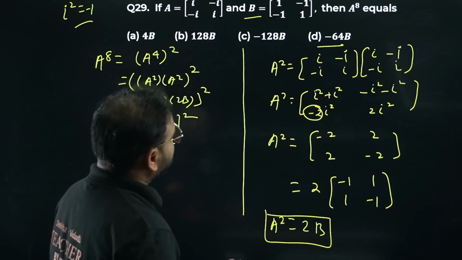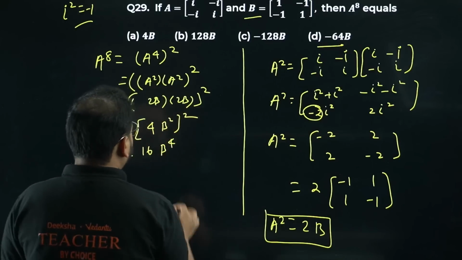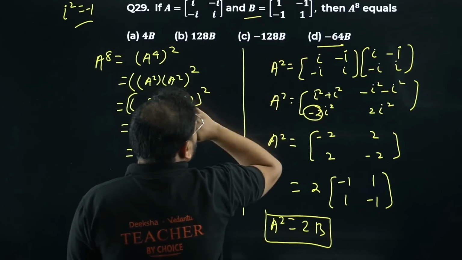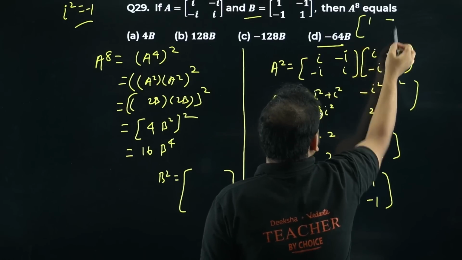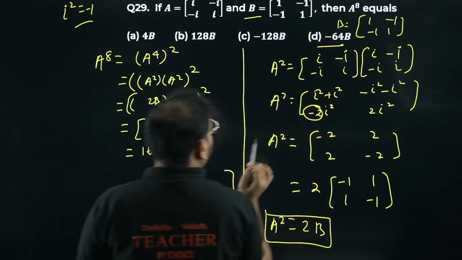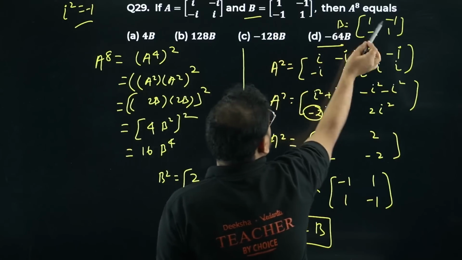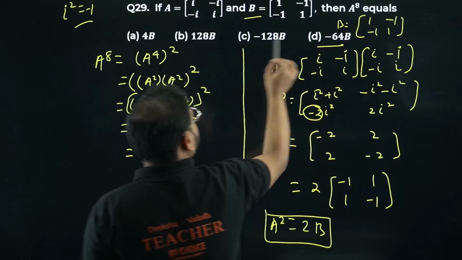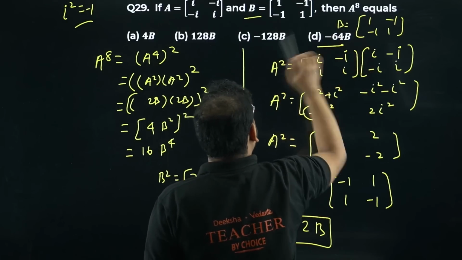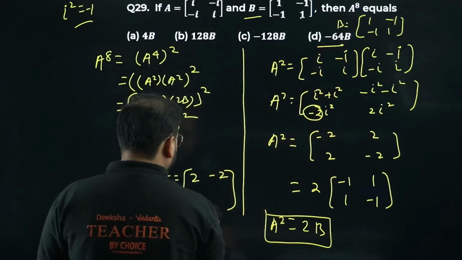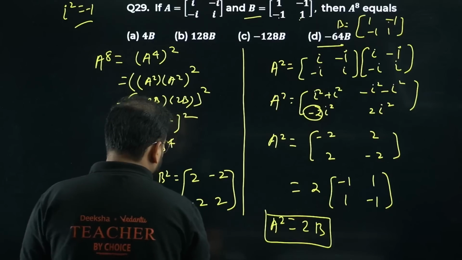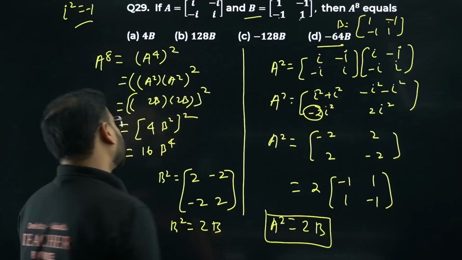If I find the value of B square, it'll be easier for me. So let's find B square also. 1 into 1 is 1, minus 1 into minus 1 is plus 1, so we get 2 over here. Again 1 into 1 will be minus 1 and minus 1, so minus 2 over here. I get minus 2 again here. Minus 1 into minus 1 will be plus 1, and 1 into 1 will be again plus 1, so 2. So basically I'm getting B square as 2B.